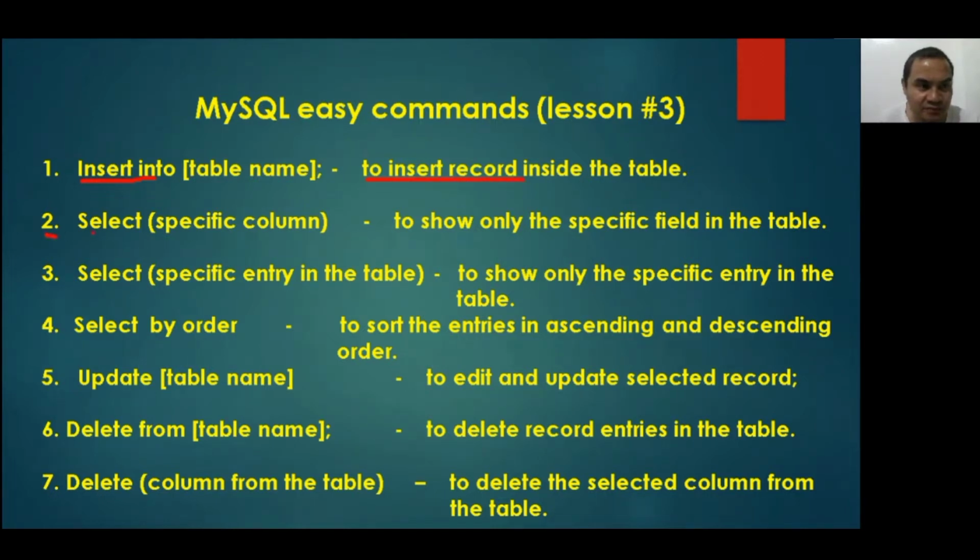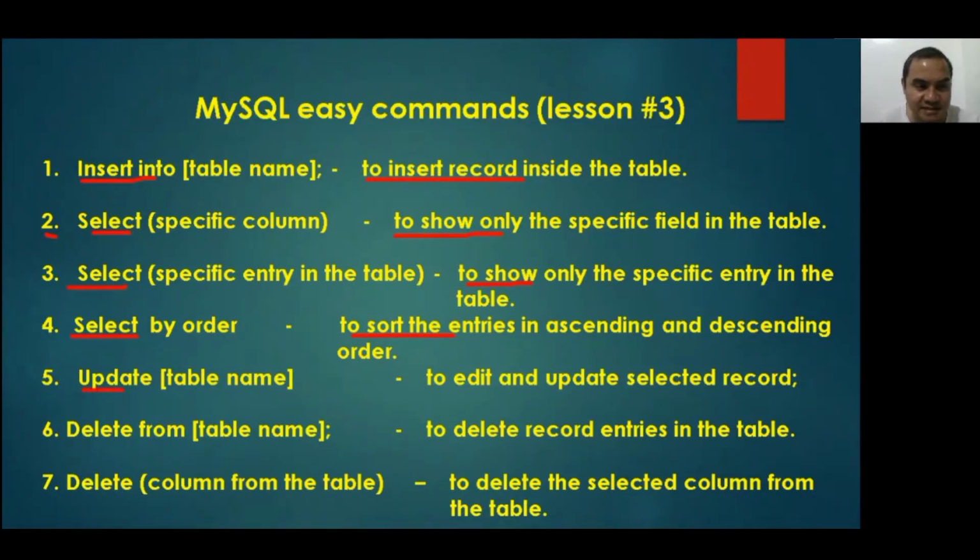Number 2 is the select command for specific column. This is to show only the specific field in the table. Number 3 is select command for specific entry in the table. This is to show only the specific entry in the table. Number 4 is select by order command. This is to sort the entries in ascending and descending order.